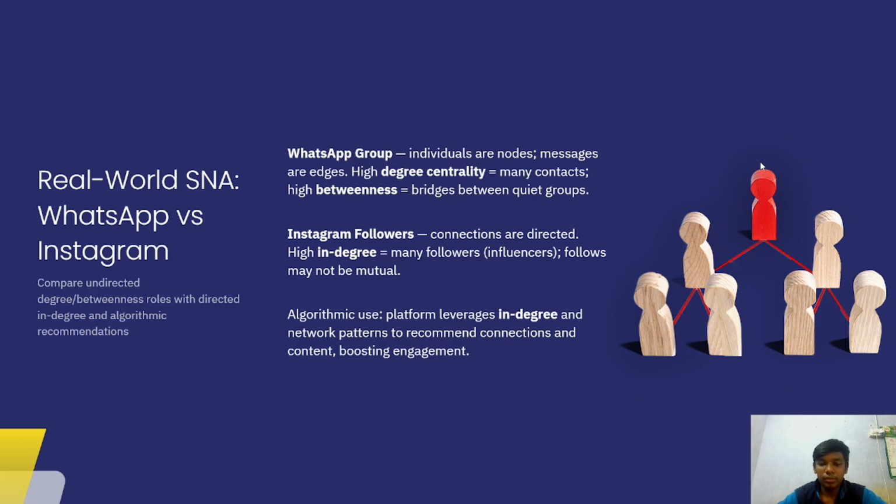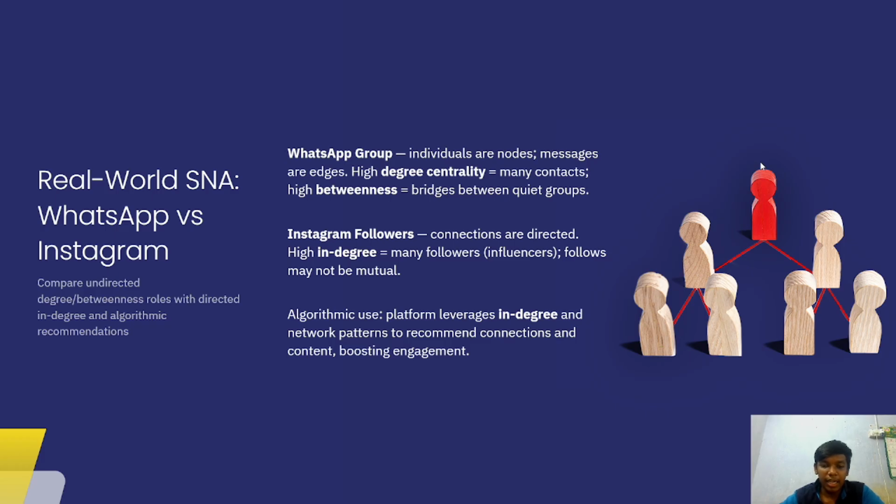Now let's compare this with Instagram. Instagram works with a directed network, where A can follow B, but B may not follow A. So if many people follow you, you have a high in-degree. These are usually influencers or popular accounts. Instagram uses this followers network to recommend accounts and posts based on SNA algorithms. So the platform understands what type of content you like by studying the structure of your network.